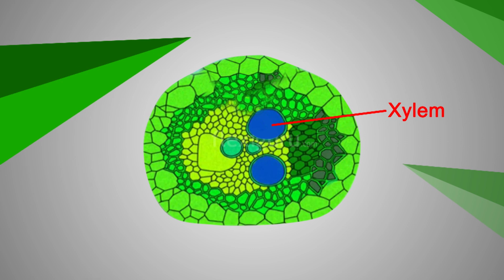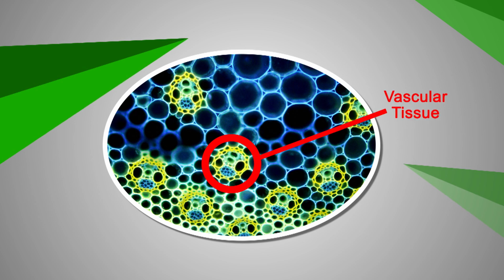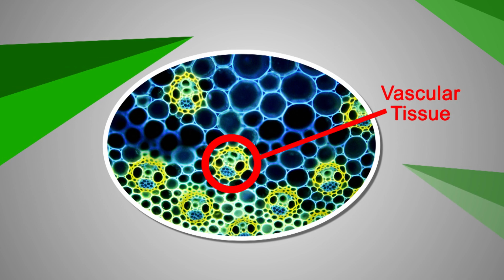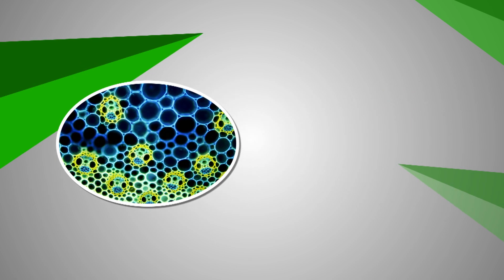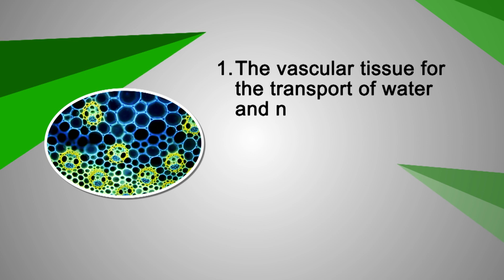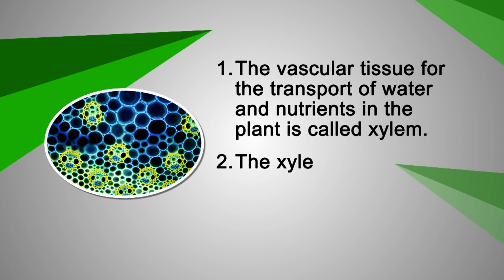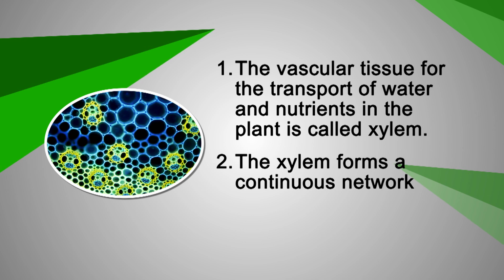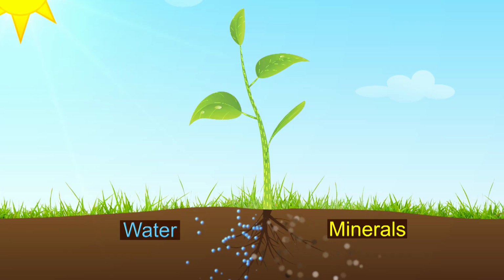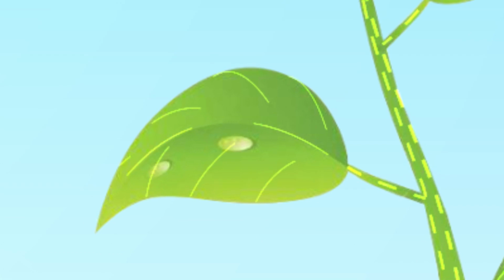The vessels are made of special cells forming the vascular tissue. A tissue is a group of cells that perform a specific function in an organism. The vascular tissue for the transport of water and nutrients in the plant is called the xylem. The xylem forms a continuous network of channels. It connects roots to the leaves through the stem and branches, and thus transports water to the entire plant.